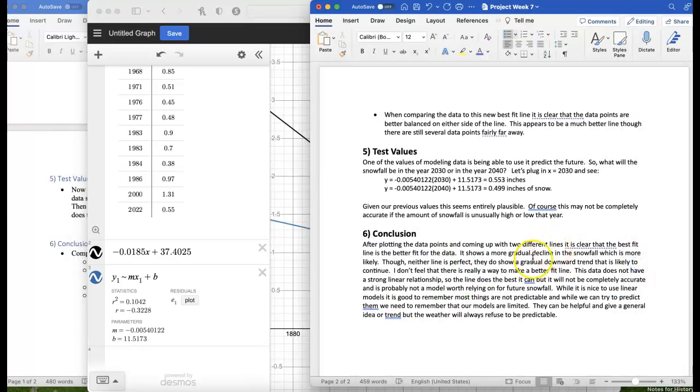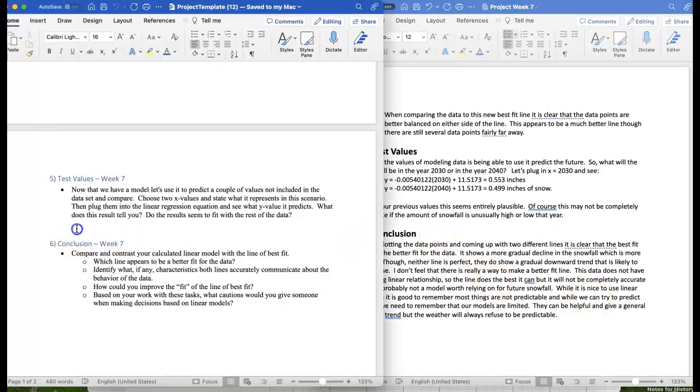So I'm going to say, well, it's a decent model and it could be helpful to show a general trend, but it's probably not going to be most accurate. I probably shouldn't be trying to make money guessing exactly how much snowfall there's going to be in 2030. I wouldn't put money on it. So I'm just going to give a general idea in my conclusion, because that's what it says.